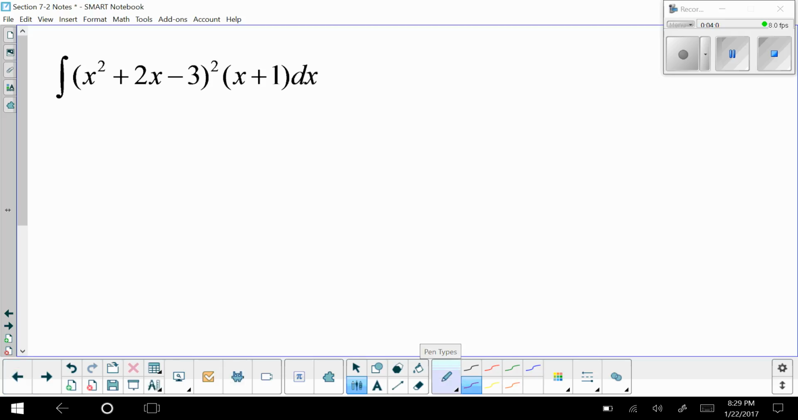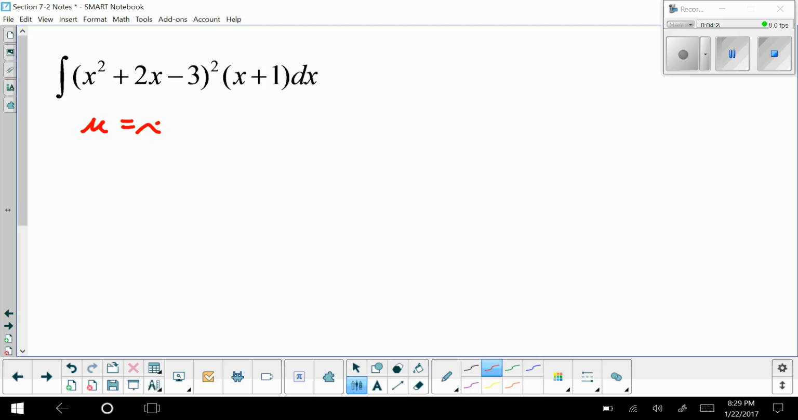For some people, they would think, well, let's say u is equal to x plus 1. But then we have this x squared plus 2x minus 3 that we can't do any substitution on. Yeah, we could factor that, but there isn't an x plus 1 that we would have there. So it doesn't really help me to say u is equal to x plus 1. So let's say u is equal to x squared plus 2x minus 3, which I can see is inside of the squaring.